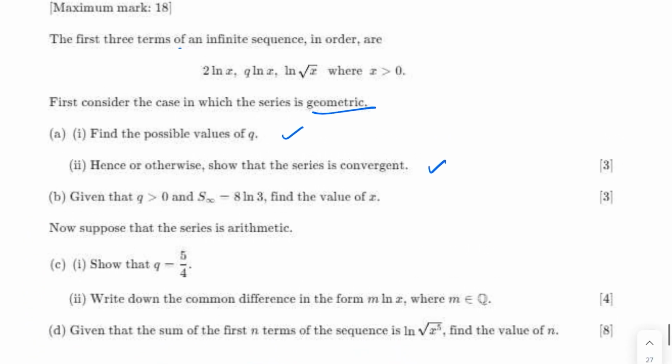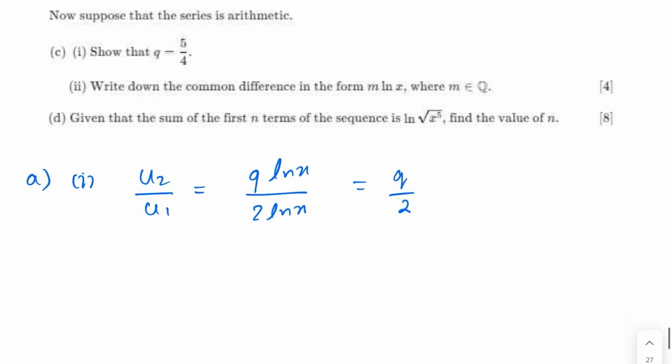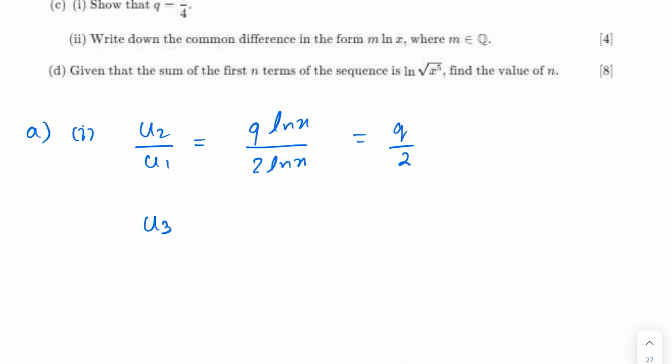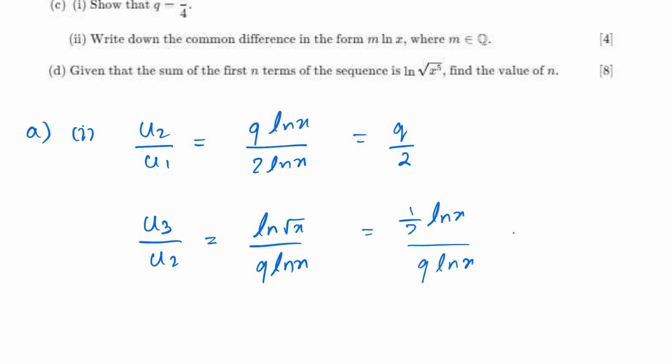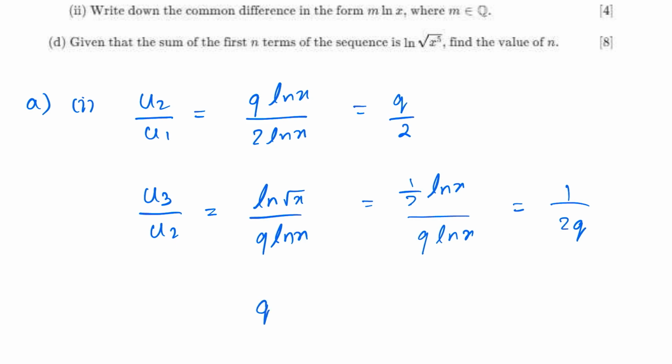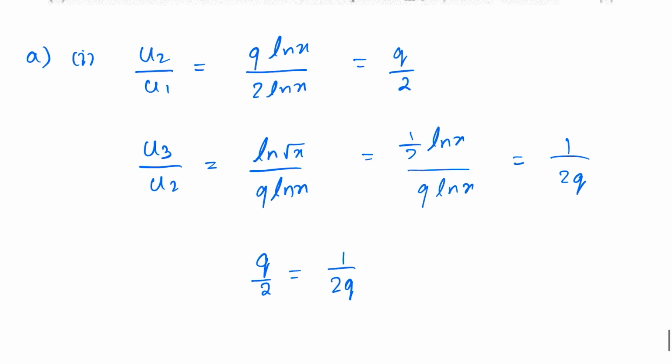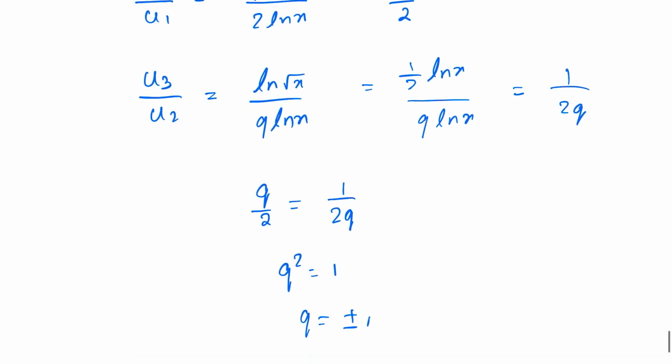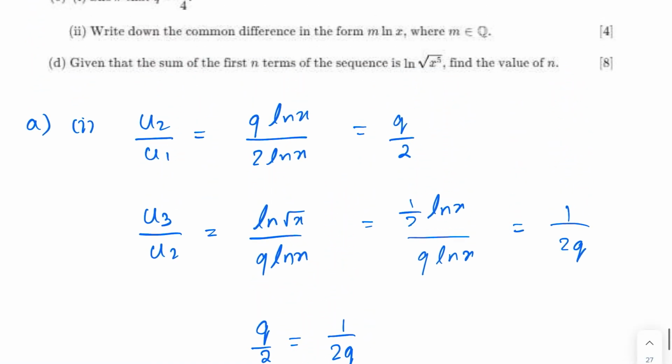Now possible values of q. This should be the same as u3 upon u2 also. The common ratio should be the same, which is ln root x upon q ln x. So ln root x is 1 upon 2 ln x upon q ln x. Ln x gets cancelled, 1 upon 2q. Because it is geometric, the common ratio should be the same. Q upon 2 should equal 1 upon 2q. So q square equals 1. So q equals plus or minus 1. So those are the values of q.